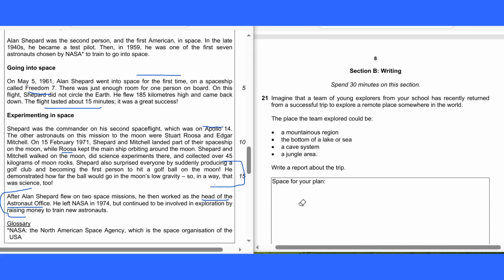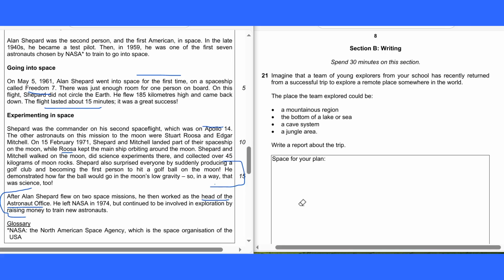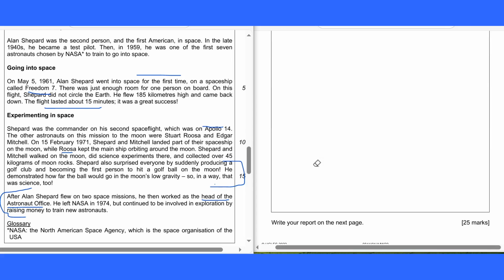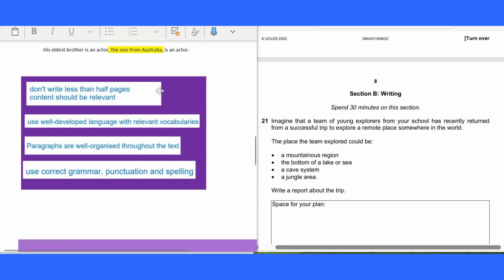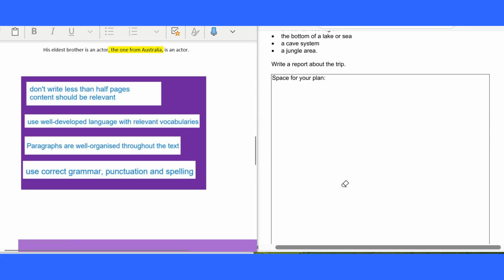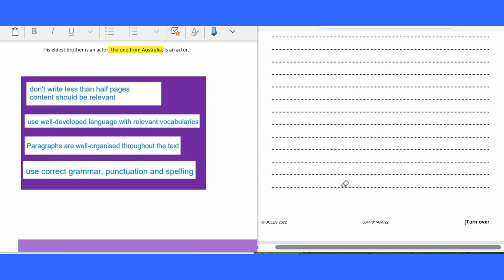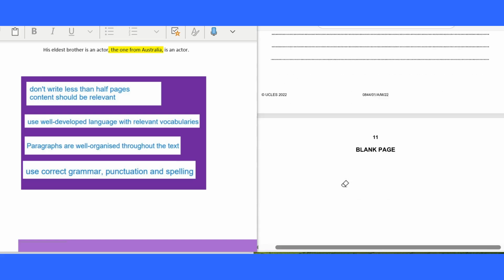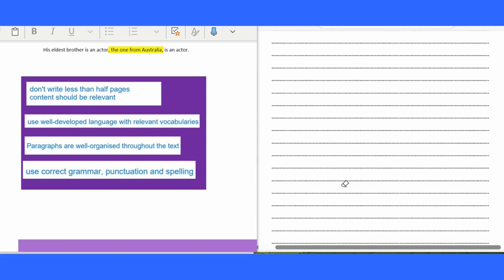We have question B, which is writing, and this is the question. So the tips for the writing section are: do not write less than half a page. Content should be relevant. Use well-developed language with relevant vocabulary. Paragraphs should be well organized throughout the text, and use correct grammar, punctuation, and spelling. So you have 2 full pages to write your responses. So that's all for today.